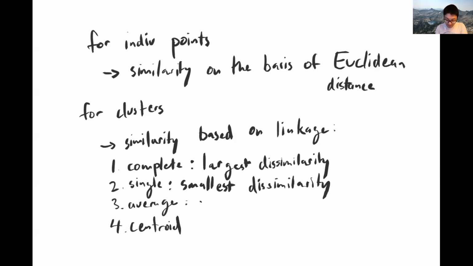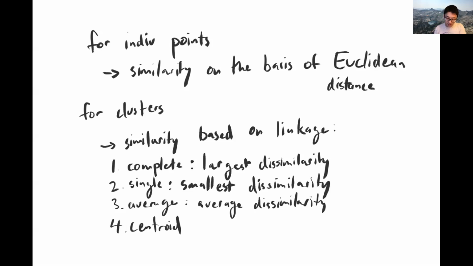For average, it takes the average dissimilarity. And then for the centroid, it collapses the cluster into a single point, which is the centroid of that cluster, and then it compares that to the other point or the centroid of another cluster. So there's a couple different ways that you can do this here.